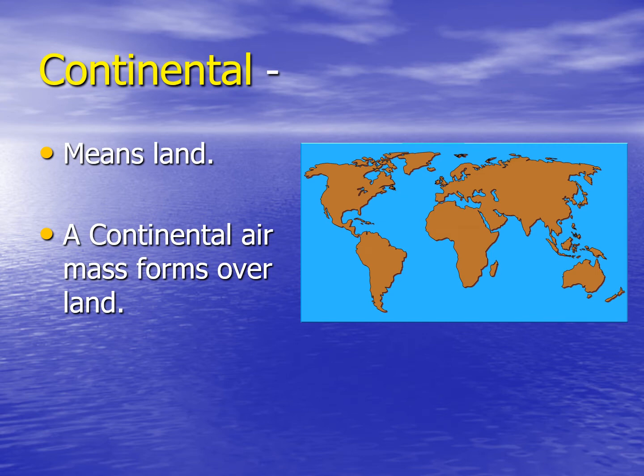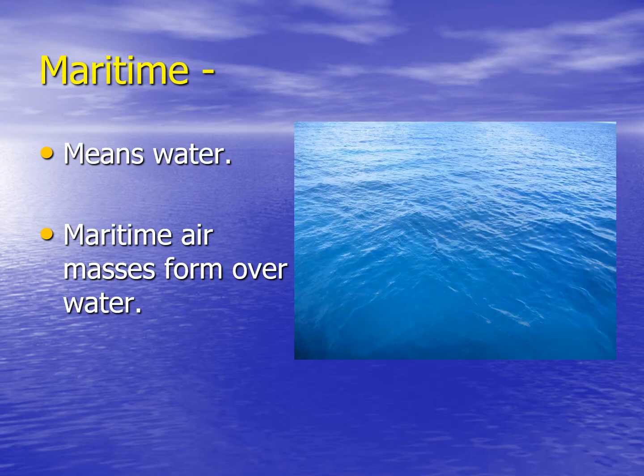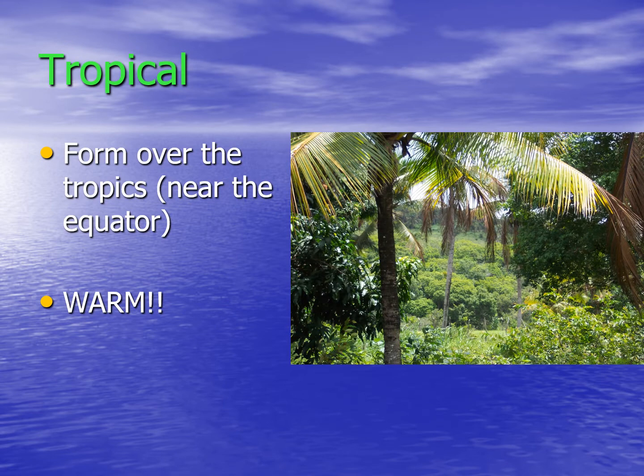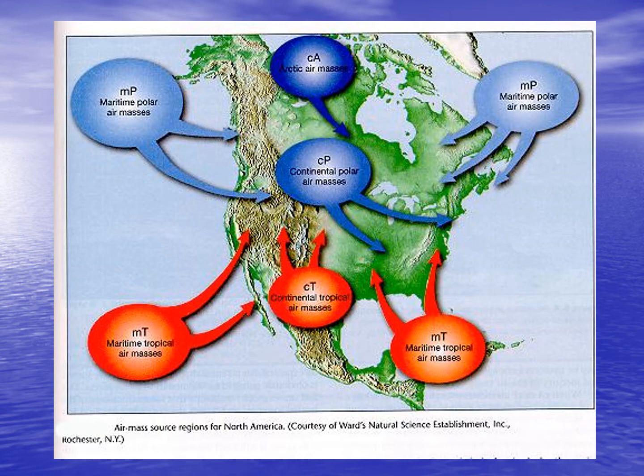Continental means land, and this air mass forms over large areas of land. Think continents. Maritime means water, and these form over large masses of water. Think oceans. Polar forms over the poles where it is cold, like this air mass. Tropical forms over the tropics, near the equator, where it is warm year-round. This picture shows the major air masses and their sources in North America.